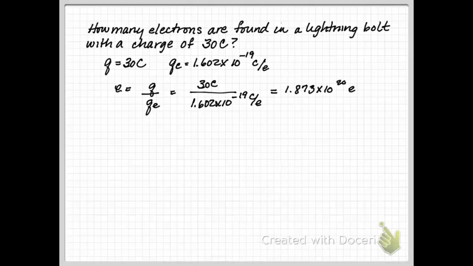So how many electrons are found in a lightning bolt with a charge of 30 coulombs? If you start off, you know the charge is 30 coulombs, and the charge on an electron is 1.602 times 10 to the minus 19 coulombs in every electron. To find out how many electrons, it is pretty much just a conversion. You put the coulombs in the numerator, the charge on an electron in the denominator, divide it out, and you get 1.8 times 10 to the 20th electrons.